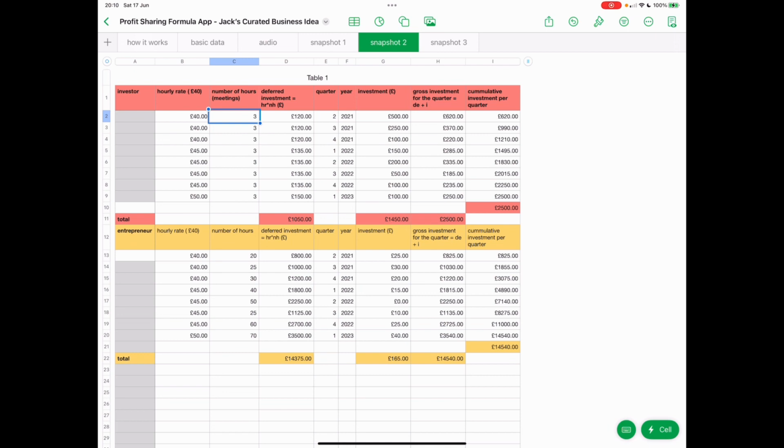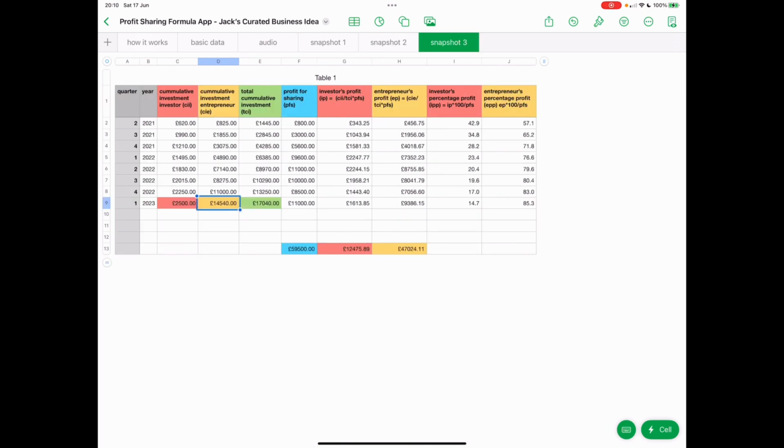Now, the purpose of the cumulative investment is, for example, if you decided you wanted to share profits at the end of quarter four in 2021, based on those figures, the cumulative for the investor was £1,210, and that of the entrepreneur was $3,075. So if you needed to share profit in quarter four based on those figures, those are the figures you use to prorate the amount that each investor or entrepreneur will get.